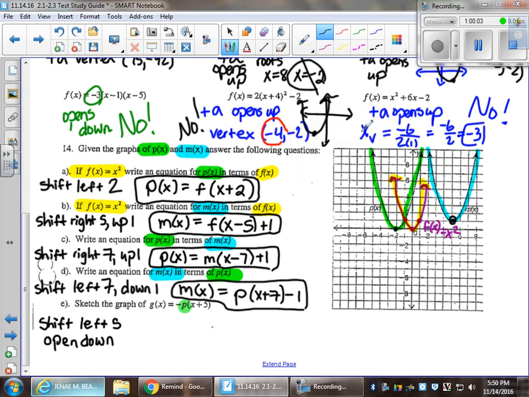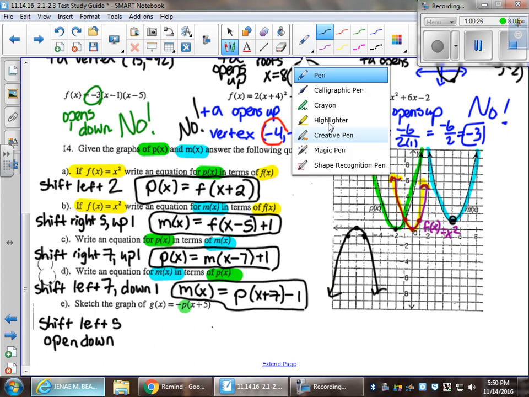So looking at the green graph, left 5, 1, 2, 3, 4, 5, puts me right there. No vertical shift of any kind, right? You don't see any plus or minus. And now make it open down because I have a negative a value. So there's my new sketch.